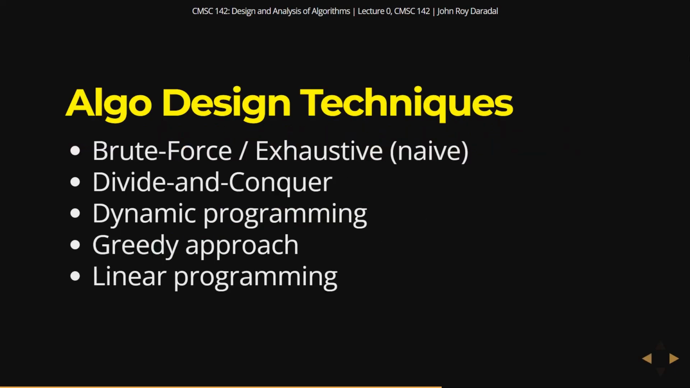So what are some of the algorithm design techniques that already exist? Of course, the naive or most basic one is brute force, enumerating all possibilities, or the exhaustive search. And then you also have clever design techniques like divide and conquer, dynamic programming, greedy, and linear programming, and we will tackle some of these design techniques later on in the course.